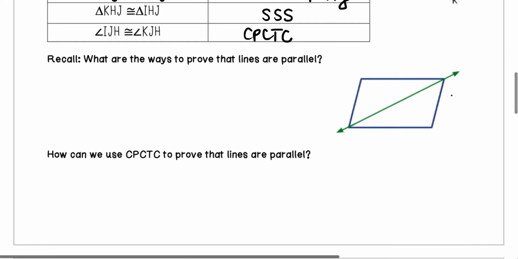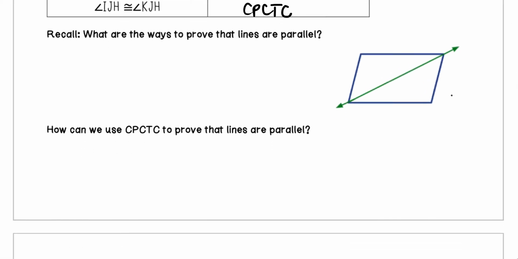In the next section, I'm asking you to recall what are the ways that we can prove lines parallel. Something that we learned were the angle pair theorems between parallel lines. And we talked about how if you have parallel lines and a transversal running through, if the angles are congruent, then the converse of, say, the alternate interior angles theorem would prove that lines were parallel. A lot of these converses of angle pair theorems were how we did that.